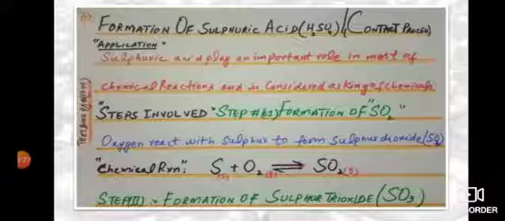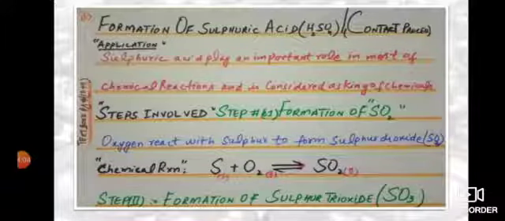Actually, the word contact is used here due to the reason that the gases which are used during the formation of sulfuric acid are in contact with the catalyst. The catalyst which we use here is vanadium pentoxide, during the conversion of sulfur dioxide into sulfur trioxide in the second step. As these gases are in contact with the catalyst, the process name is the contact process, while the other two process names are given on the basis of the names of scientists.